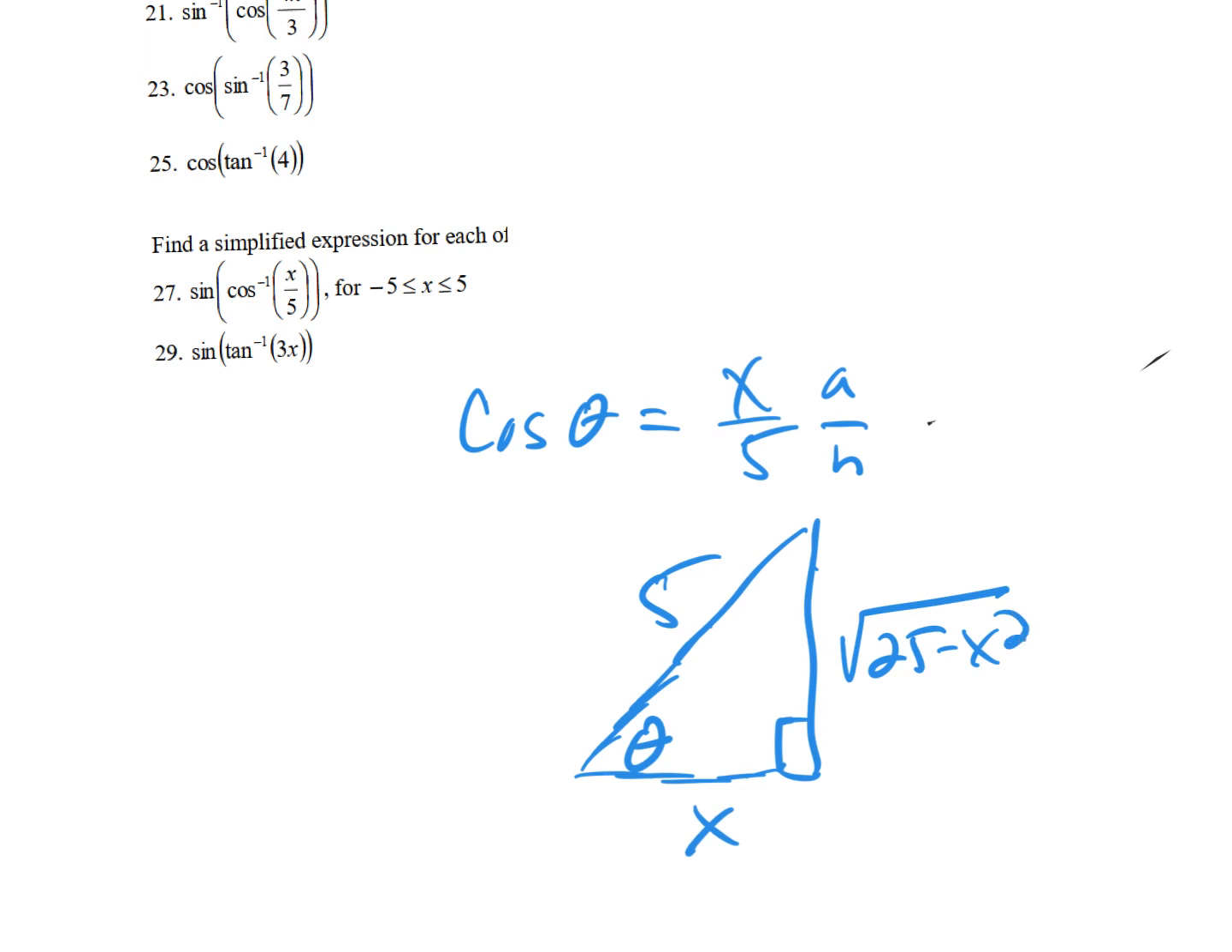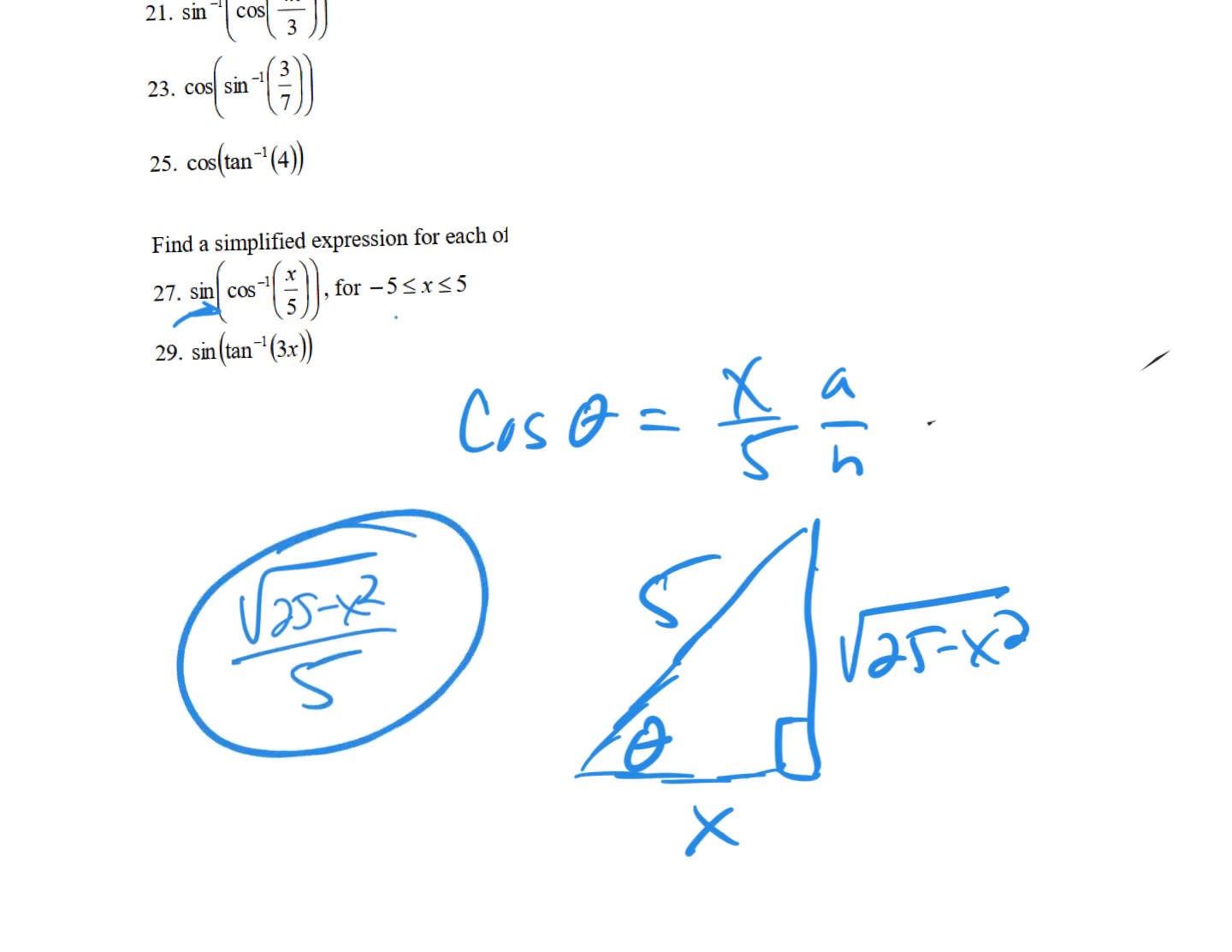And then now they're asking us to find the sine of that. So that's going to be the square root of 25 minus x squared over 5, and we're done. Now, they're telling us this because they aren't worried about negative angles or negative expressions. Same deal here with this one. We've got some angle that has a tangent here.